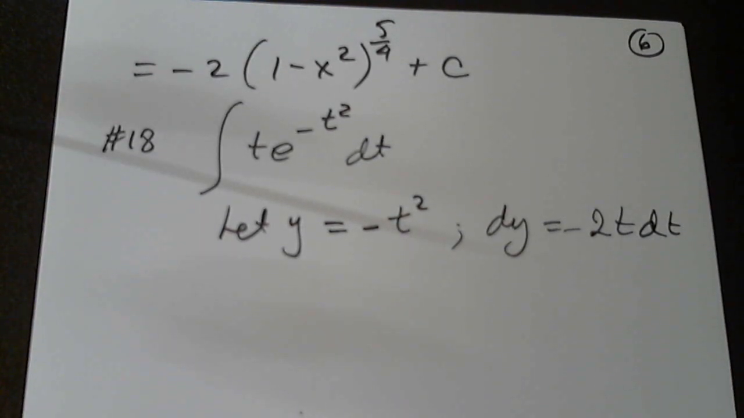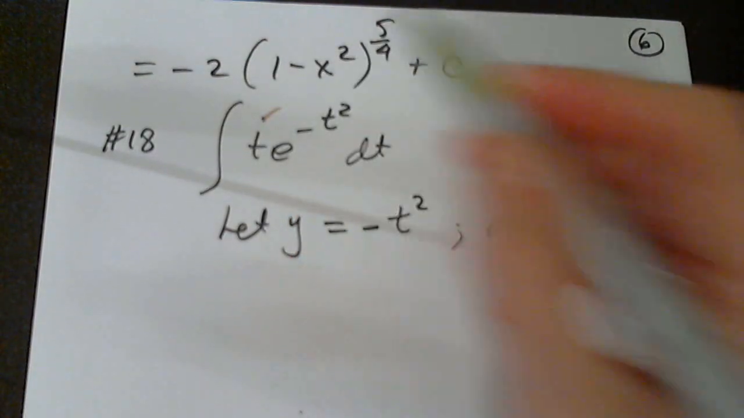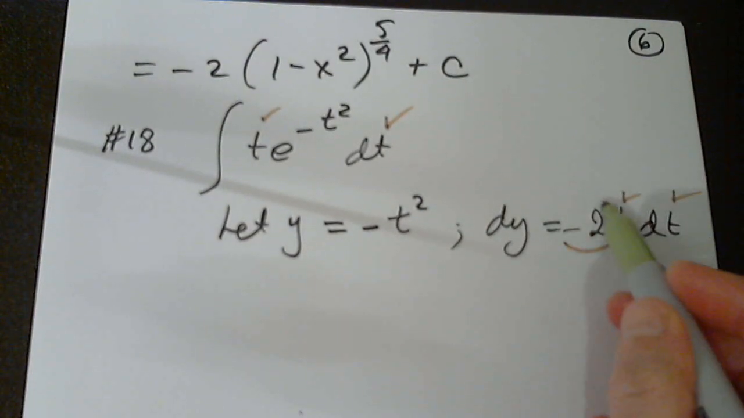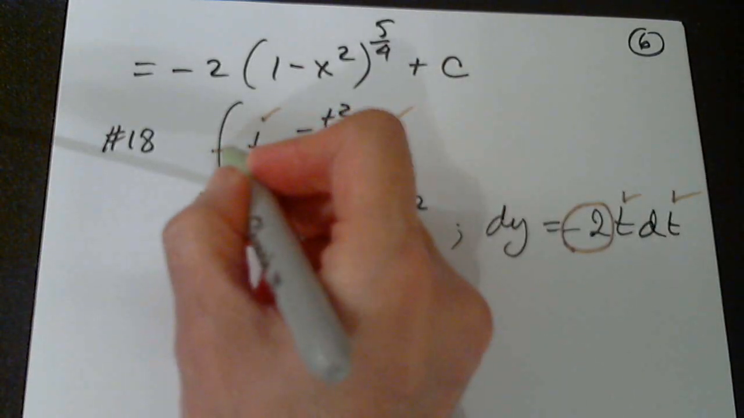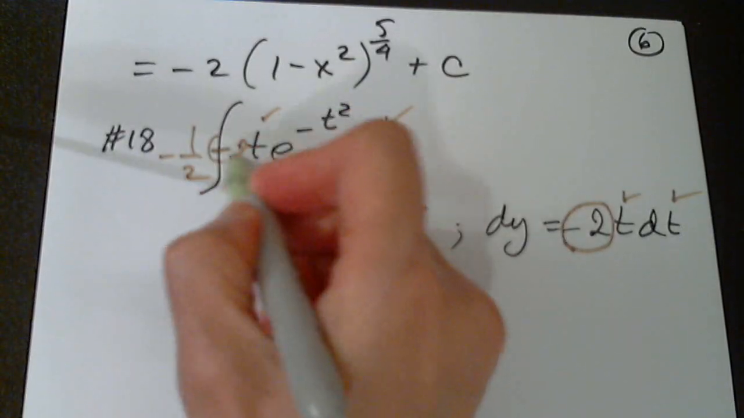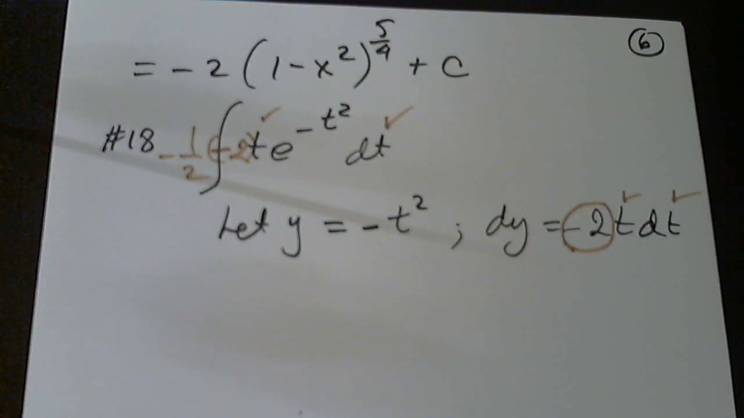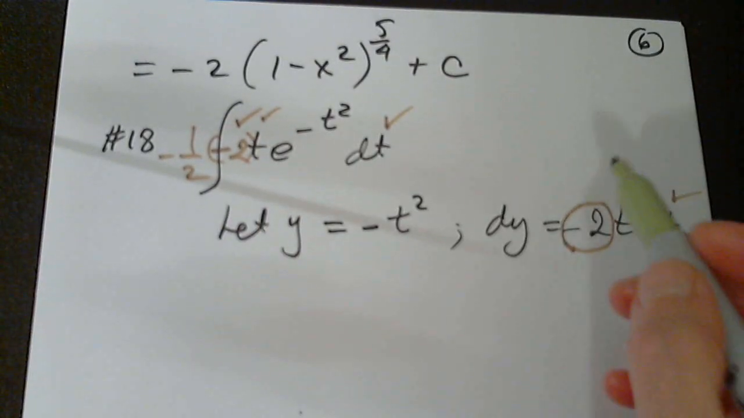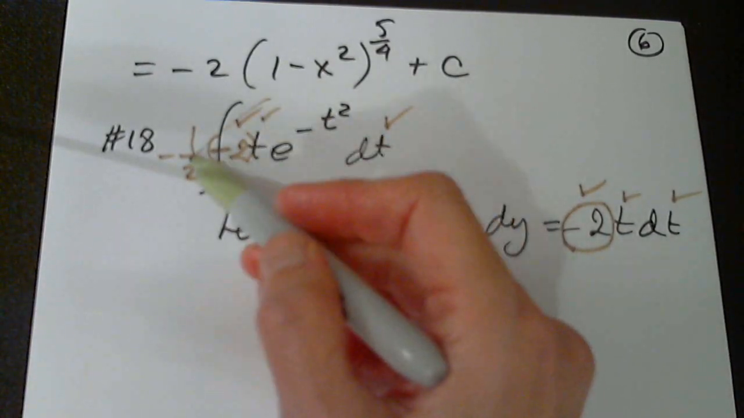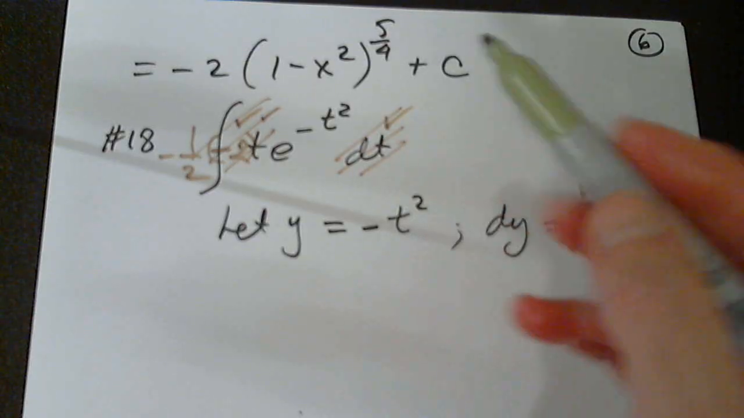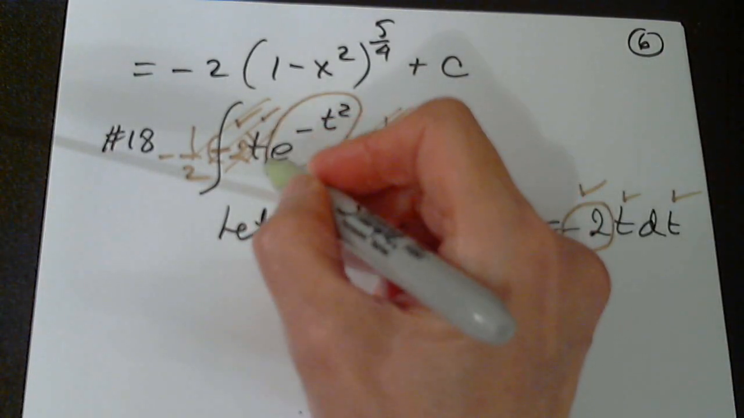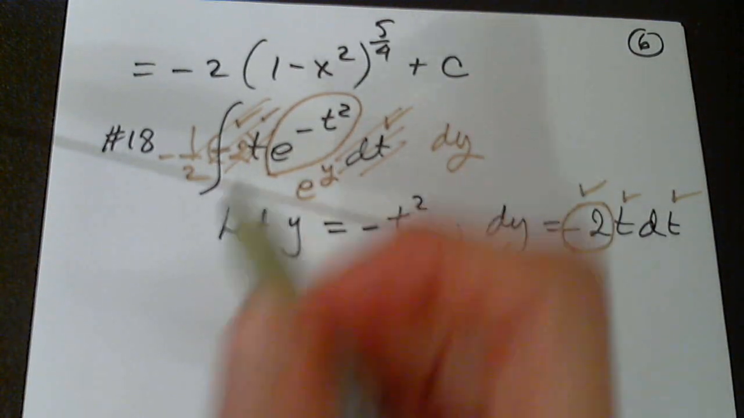Perfect. Excellent. So I have the t. I have the dt. I'm missing a negative 2. Piece of cake. Multiply by negative 2 and divide by negative 2. Now I have all three pieces. I have the negative 2, I have the t, and I have the dt. All these change into dy. And this will change into e to the y.